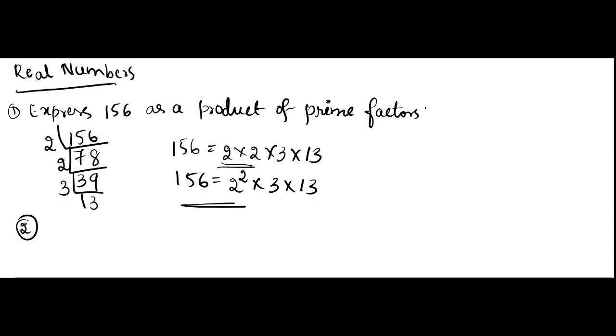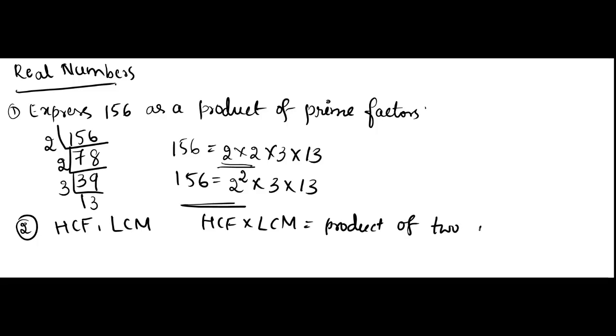Find the HCF and LCM of a given pair of integers, and we have to verify the relationship. What is that? HCF into LCM is nothing but the product of the two integers. We have to find the HCF and LCM of the given pair of integers, and prove that HCF into LCM is equal to the product of those two integers.